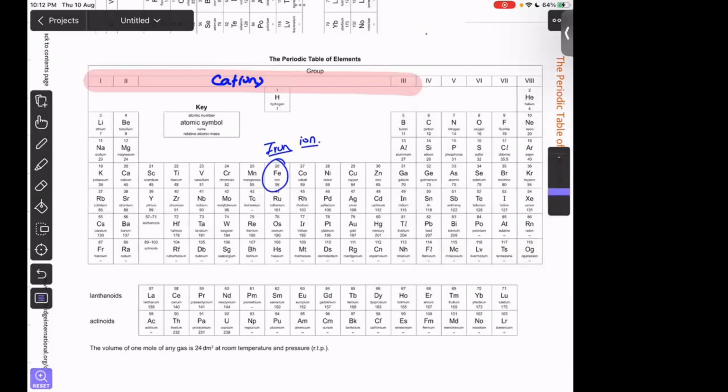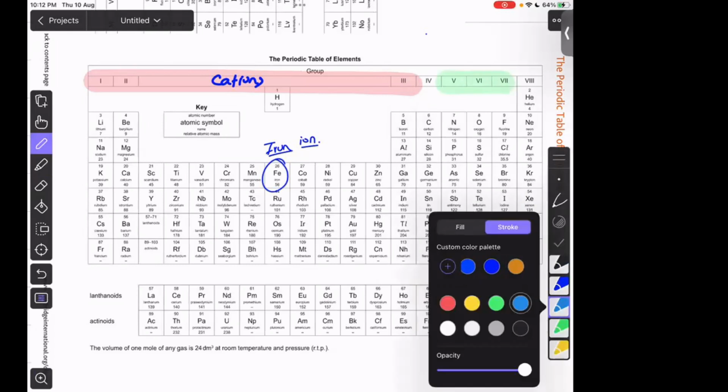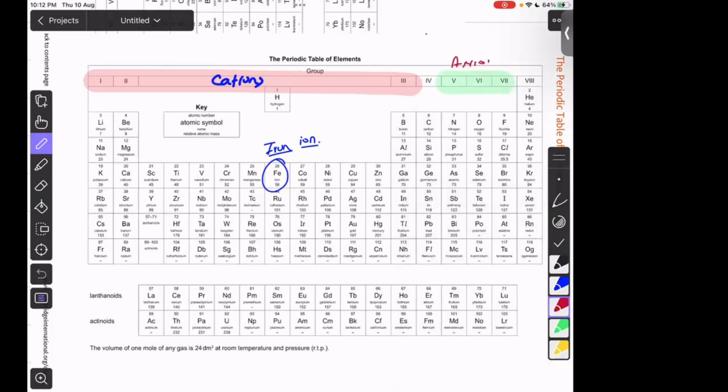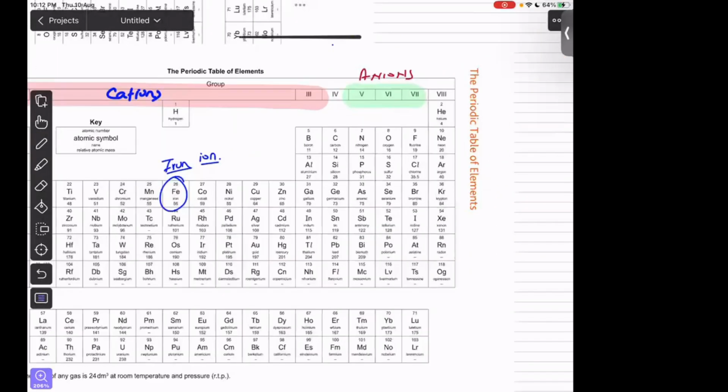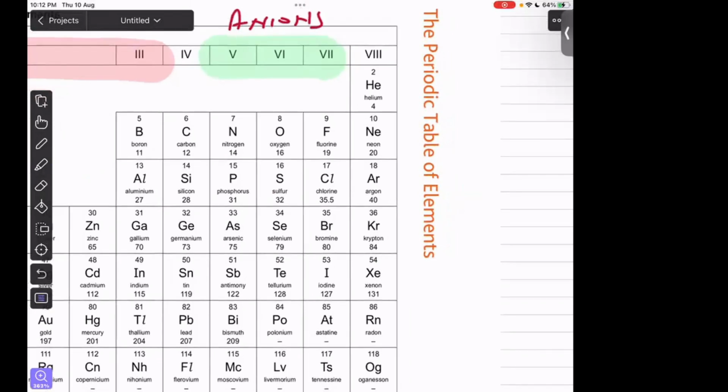But whenever an atom forms an anion, and which group elements form an anion? From group 5 till group 7, they form negatively charged ions or anions. Okay, these elements form anions. तो थोड़ा सा आगे करके दिखाते हैं, like this. इसमें नाइट्रोजन एटम when it forms an ion, it is known as nitride ion. Phosphorus atom when it forms an ion, it is known as phosphide ion.